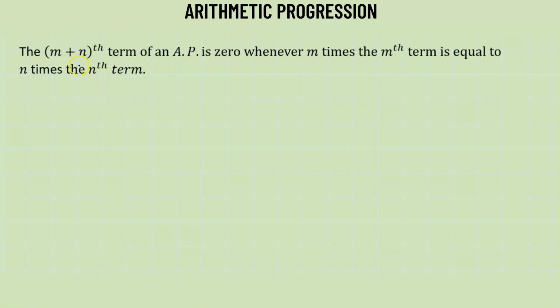We need to show that the m plus nth term of an AP is 0 whenever m times the mth term is equal to n times the nth term. So let's begin. We will first consider the first term. Let the first term be lowercase a and the common difference be represented by lowercase d.